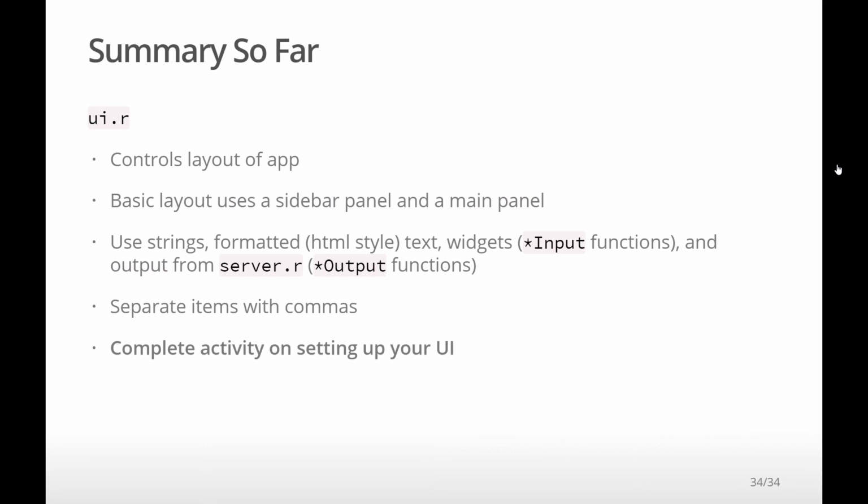Okay, so hopefully you're getting pretty excited about these Shiny apps. They're a little bit complicated to wrap your head around, but they're really cool once you can figure it out. So what we dealt with in this video is just sort of the basic ideas and then how the user interface works. So the user interface controls that layout of your app, a very basic layout that we're going to use for the first little bit here, just a sidebar panel and a main panel. And then within that, you can have basically 4 different things. You can have just regular strings of text, formatted strings of text, widgets, and then output from the server. We just separate those items by commas, and now you are ready to go ahead and try to set up your first user interface.